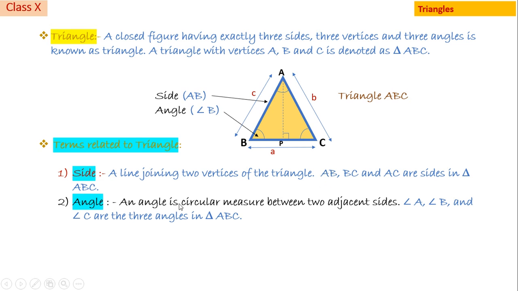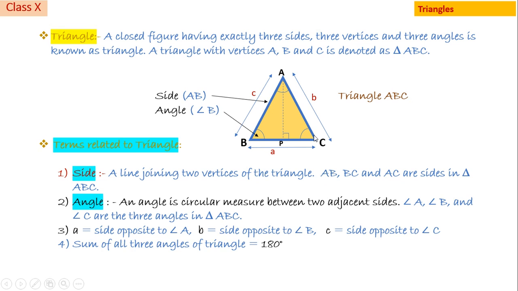Second, angle. An angle is circular measure between 2 adjacent sides. Angle A, angle B and angle C are the 3 angles in triangle ABC. So, angle A is the circular measure between sides AB and AC. Fourth, the sum of all 3 angles of triangle is equal to 180 degree. That is, angle A plus angle B plus angle C is equal to 180 degree.